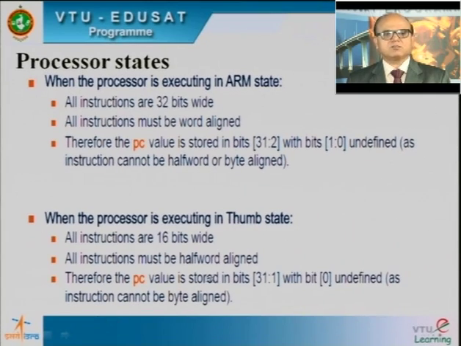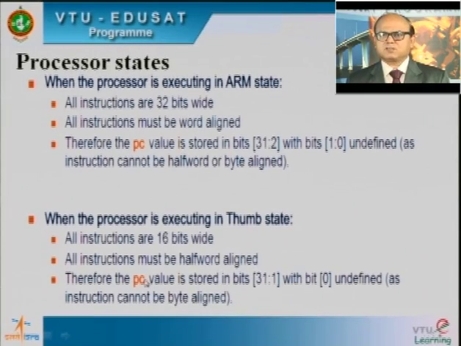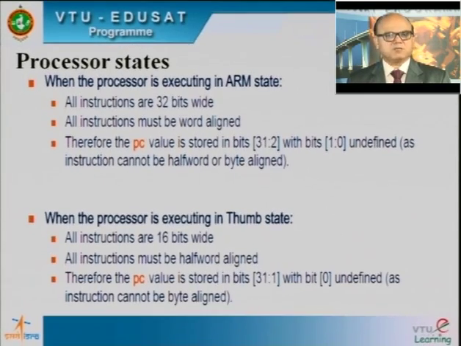So all instructions must be half word aligned, and therefore the PC value stored is from bit number 1 to bit number 31, and bit number 0 is undefined as the instruction cannot be byte aligned. Instructions are to be half word aligned rather than byte aligned. That is the requirement of a Thumb instruction set when it gets into the memory.